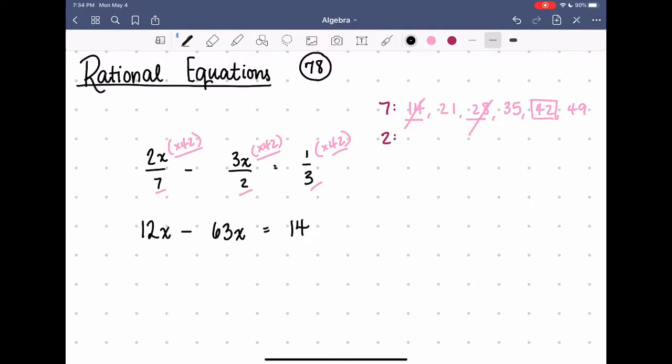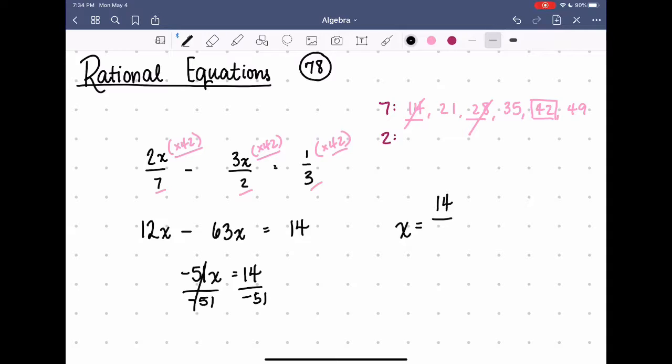And now I can just go left to right and solve for the x here. So 12 minus 63 is negative 51x equals 14. Now I just divide by that negative 51. And that's kind of ugly, but that actually is the simplified answer.